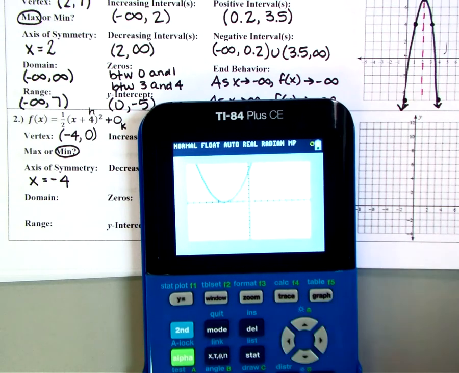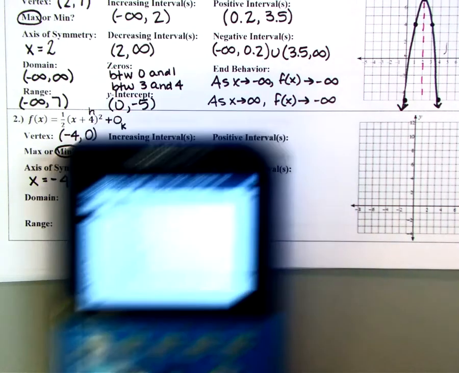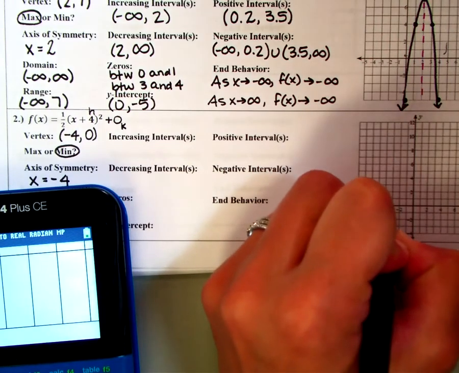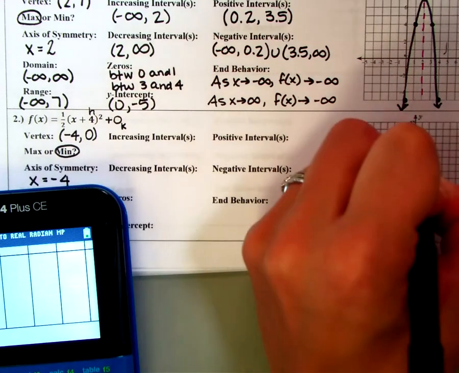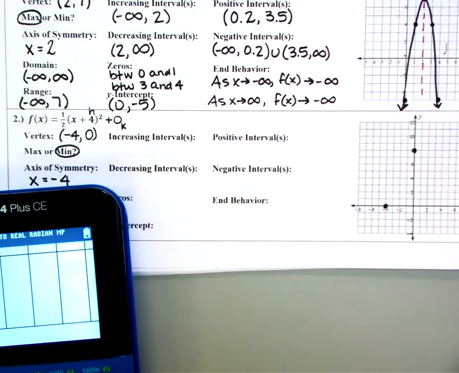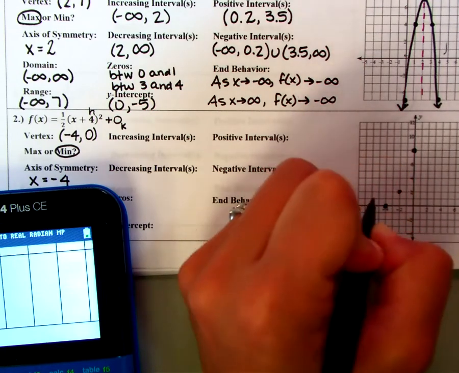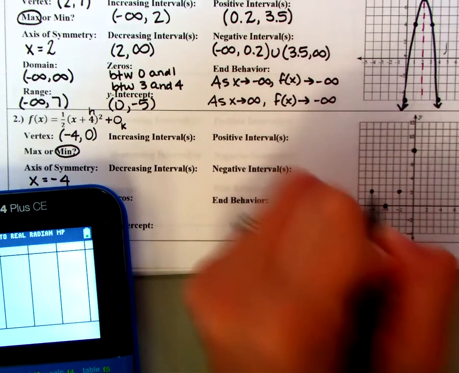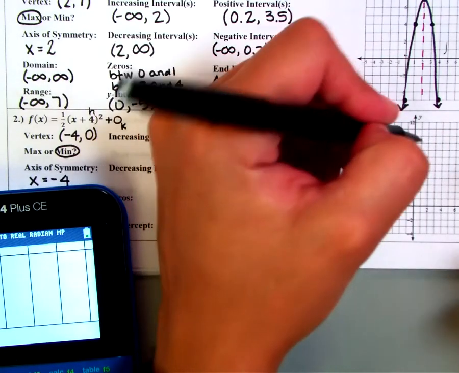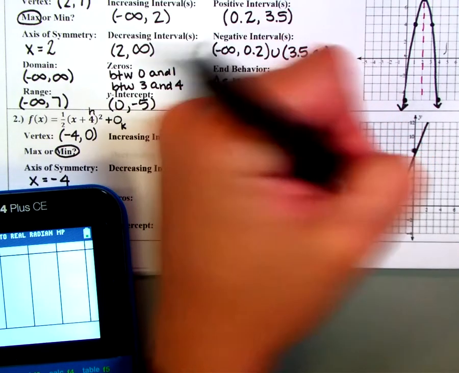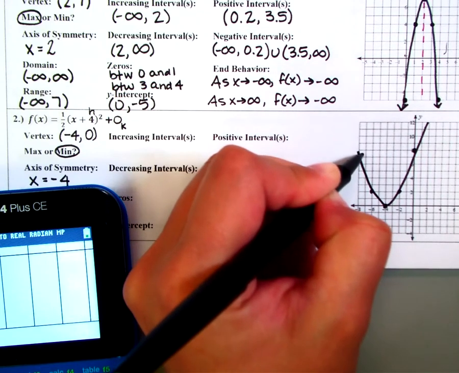So we'll go to the table and see if we can pick some points. So we know the vertex is at -4, 0. We've got a y-intercept at 0, 8. That's always an easy one to graph. And then we'll pick a couple of others. So -2, 2, -6, 2. And then the rest aren't whole numbers. So we'll just kind of fill it in there. We know enough about parabolas where we can sketch it pretty accurately.